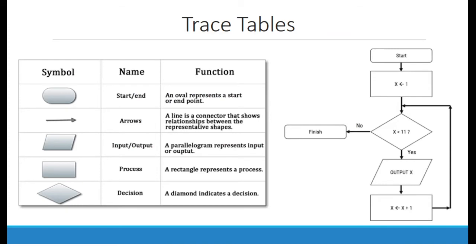Before we start with trace tables, let's first understand the basic symbols of a flowchart. An oval represents a start or endpoint. A line or arrow is a connector that shows relationship between the representative shapes. A parallelogram represents an input or an output. A rectangle represents a process, and a diamond indicates a decision. In the flowchart to the right, we can see that all symbols mentioned are being utilized.